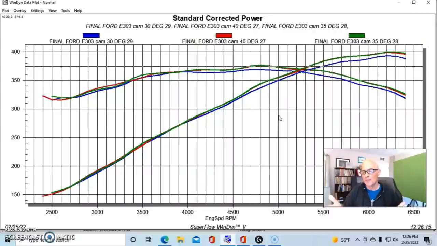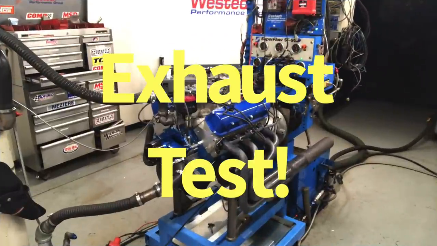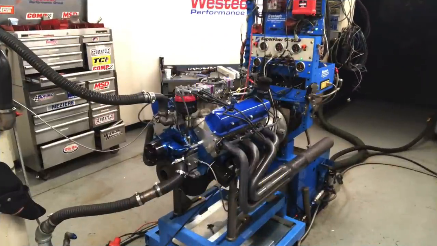And as you can see, we started out with low timing and it made less power. And then we went up in timing and it made more power. And then we went up in timing again and it didn't make any more power. So we'd know to stop at our indicated 35 degrees.